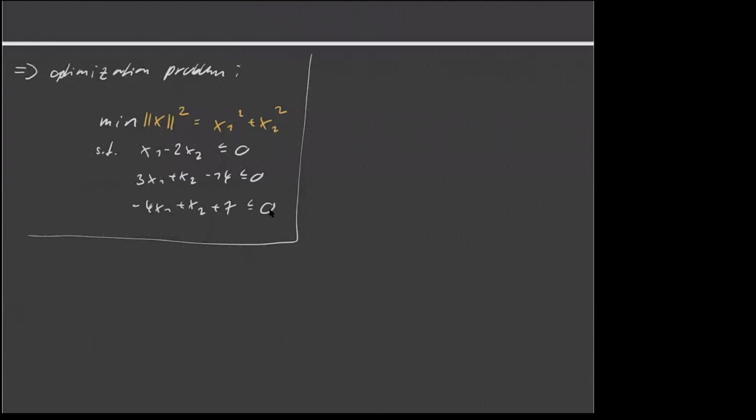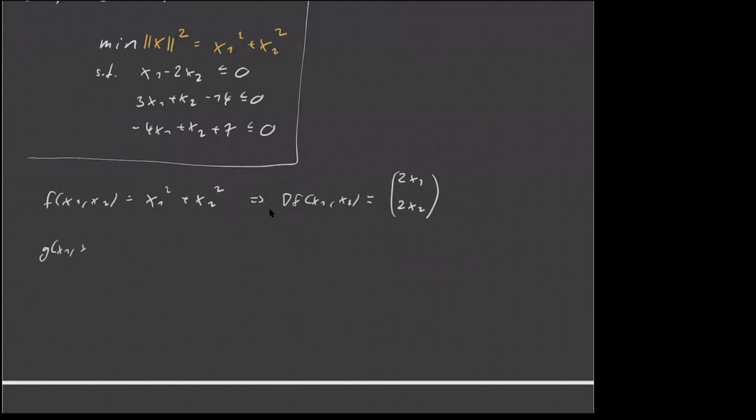And of course, we formally need to state the functions f and g as well. So f, that one's easy. That's the objective function. That is x1 squared plus x2 squared. So the gradient of f is simply 2x1 and 2x2. The function g of x1, x2 consists of 3 components, 1 per row. So we have x1 minus 2x2, 3x1 plus x2 minus 14, and minus 4x1 plus x2 plus 7. Okay, that's g.